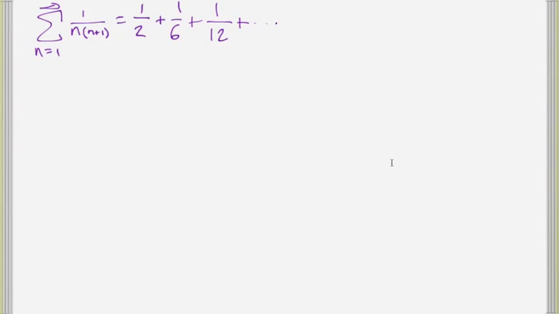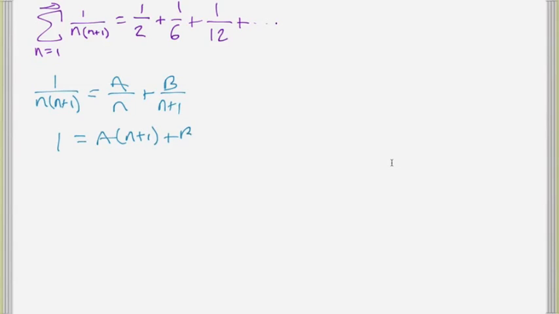Our new strategy on this is going to be partial fractions. So let's review partial fractions. I'm going to make this equal to a over n plus b over n plus 1. Then 1 will be equal to a times n plus 1 plus b times n.